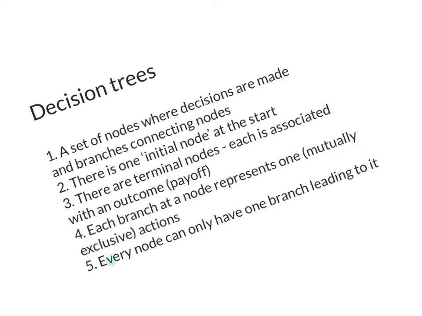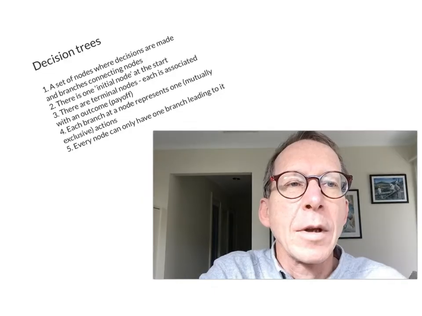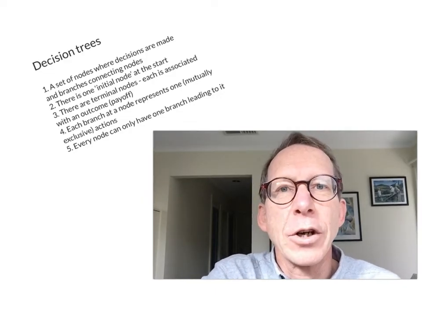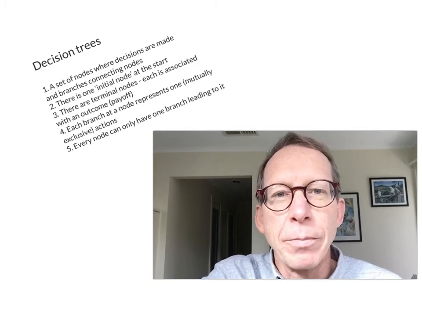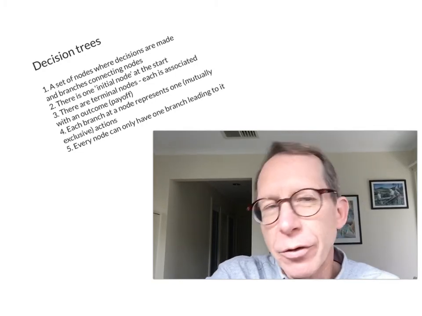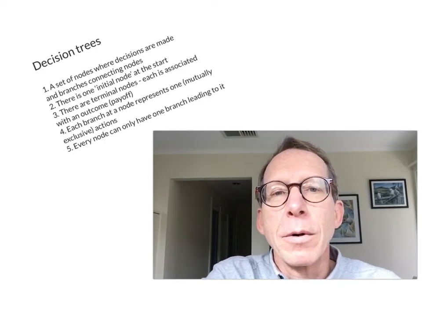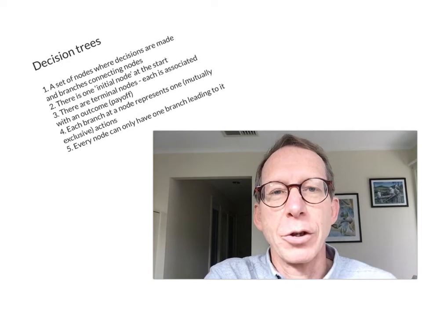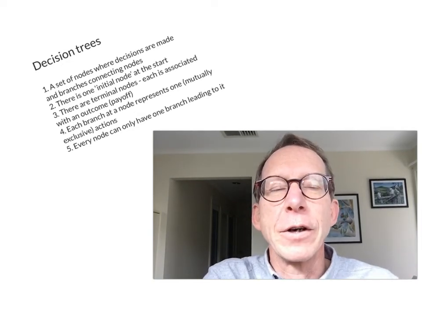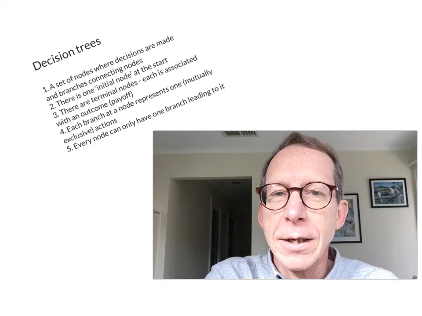And finally, every node can only have one branch leading to it. In other words, the tree will represent a set of unique histories, so that when we get to a terminal node, there is only one way we could have got to that node. Formally, a decision tree involves only one player, as I'll call them. But even that's a bit unclear, because you may be dealing with multiple versions of yourself. So it's yourself today versus yourself in the future. That's going to be important when we talk about credibility.